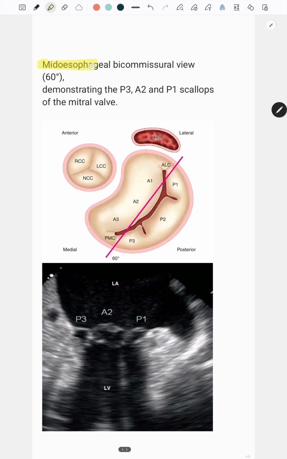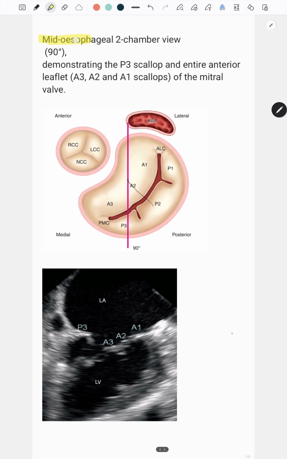This is the mid-esophageal bicommissural view, at 60 degrees, on tilting the plane of the transesophageal echo. We can see the P3, A2 and P1 scallops of the mitral valve, wherein A2 is in the middle, sandwiched between the P1 and P3 segments. P3 is very close to the circumflex artery, and P1 is closer to the left atrial appendage.